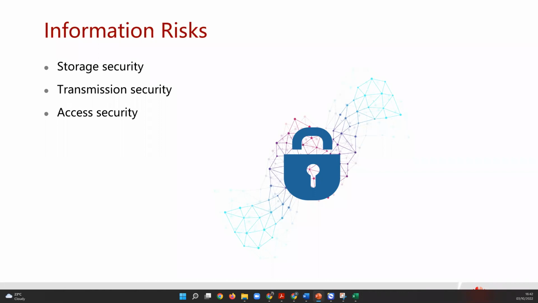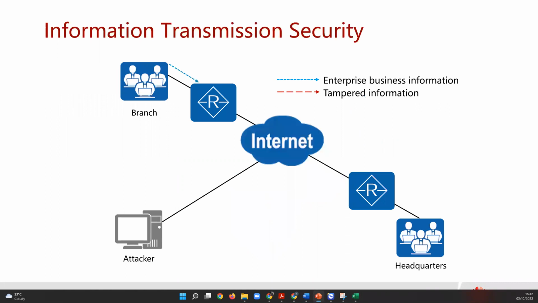Anyway, there are also information risks. For example, how do you protect data in transit or at rest? Those are some of the things that come with storage security, transmission, and also access. This comes from things such as IAM, identity and access management. So how do you ensure that the risks that come into play with regards to information are dealt with? There's this good diagram.